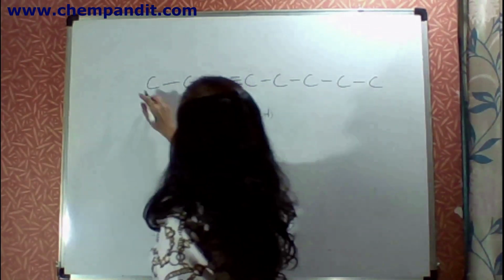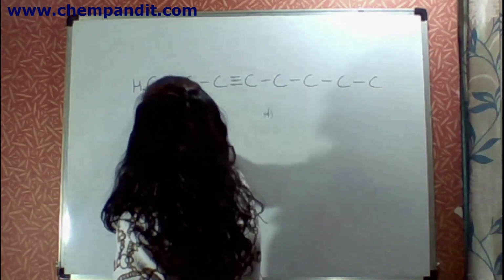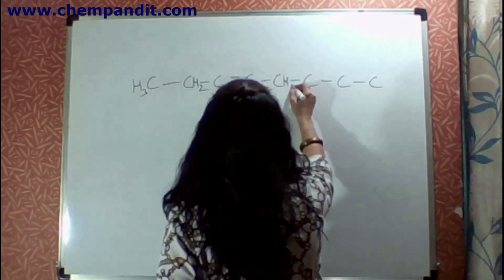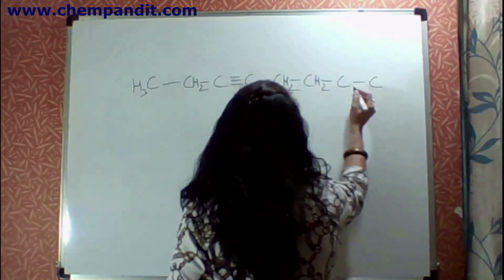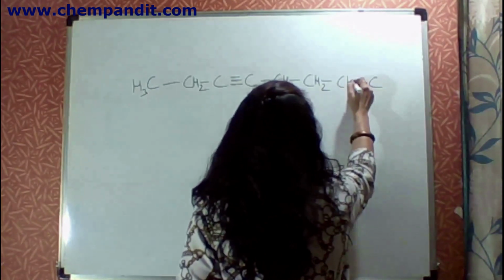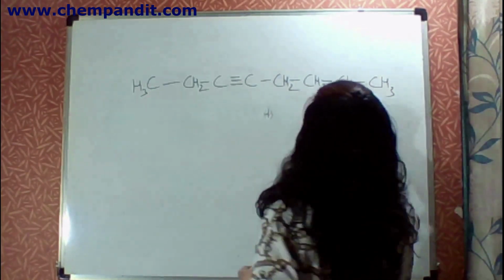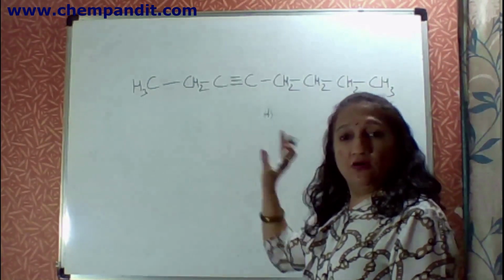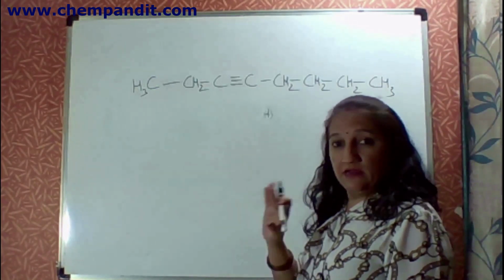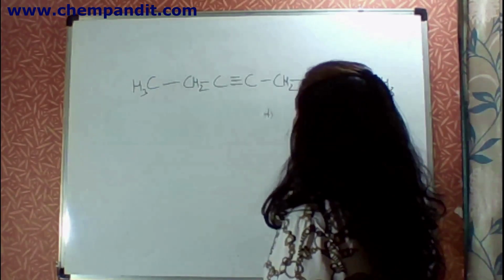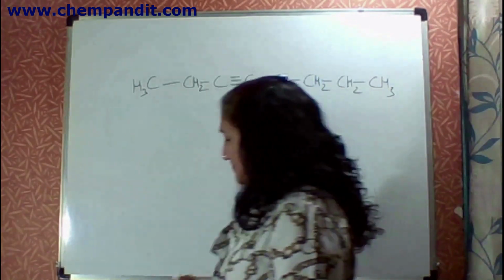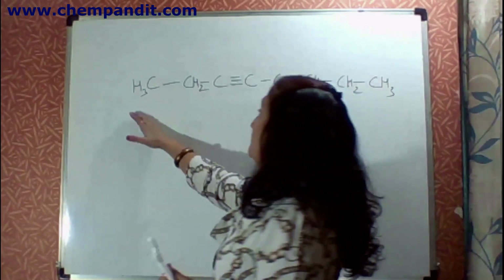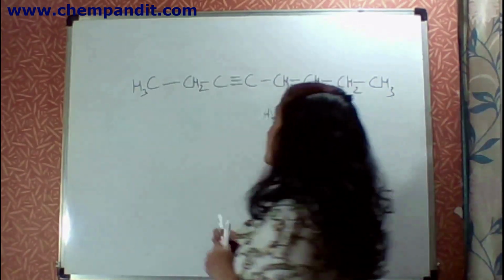Hydrogen is not required over here, right? Here we will write CH3, then CH2, again CH2, again CH2 and CH3. You can count yourself that all the valencies are satisfied. All the valencies are already satisfied. Clear? Now, how will you number this compound? Will you number this compound from left to right or right to left? Let's take a look.